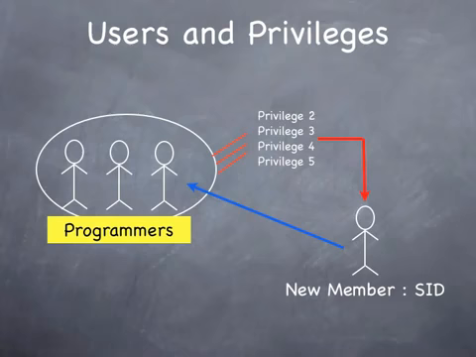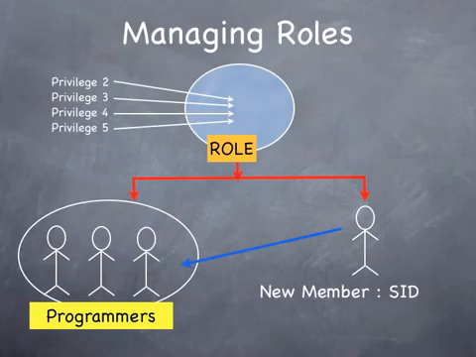On this slide, you are looking at a new member joining the team of programmers. This new member, called Sid, needs the privileges 2, 3, 4, and 5, just like all the other programmers. Someone who has administrative privileges would assign these privileges to the new user. Suppose this is something that happens frequently. New users join the team and the administrator has to assign the new user the necessary privileges.